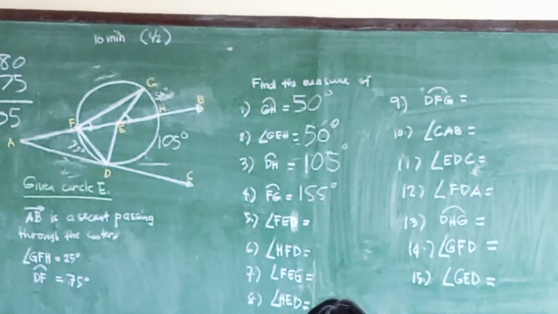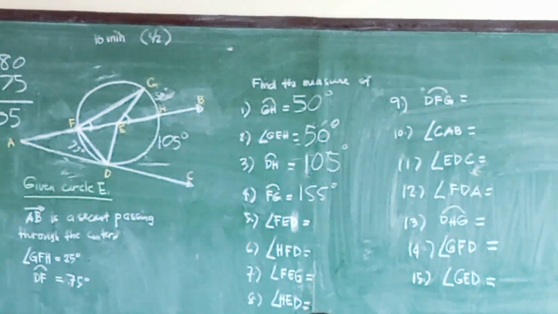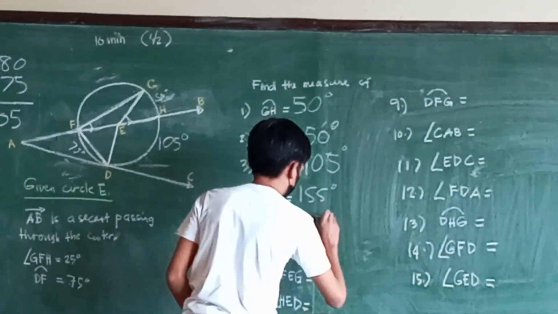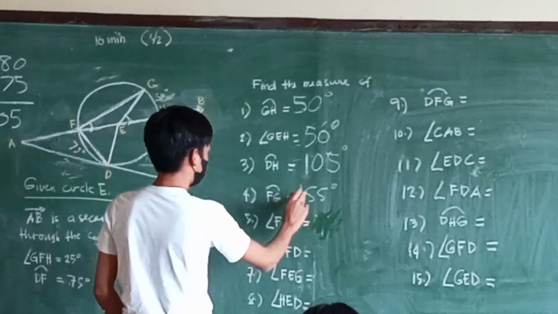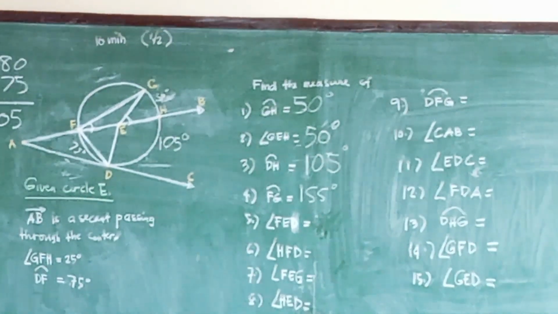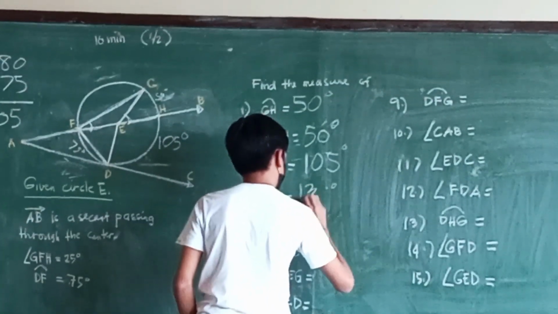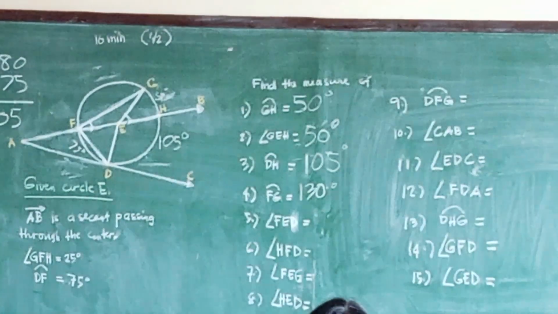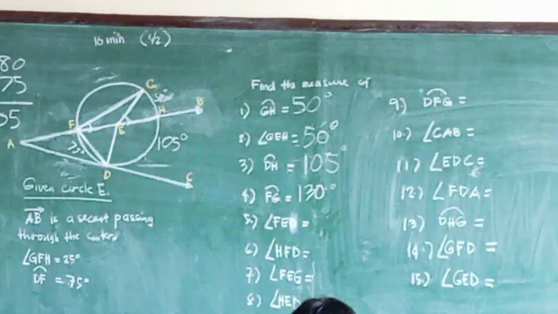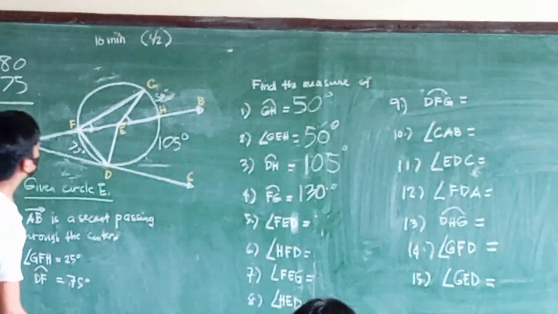What is your answer for number 4, Lawrence? Remember, I am just picking your name randomly. Number 4. Number 4. Your answer is? Louder. 130 degrees. So explain to Regan and the rest of your classmates, why is it 130 degrees?